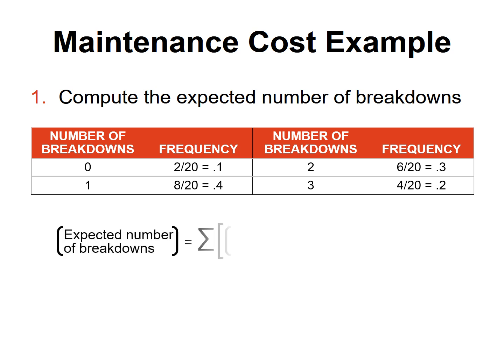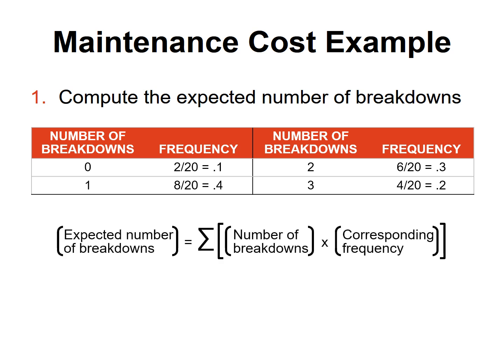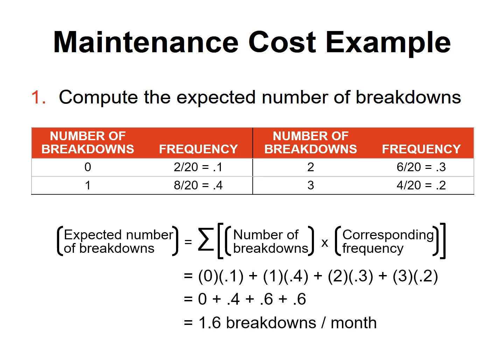So we're going to compute the expected number of breakdowns. We're going to take the number of breakdowns, figure out the frequency, and come up with a number. Expected number of breakdowns, and corresponding frequency. Doing all the math, as you see the numbers above, it shows that we experience 1.6 breakdowns every month. Let you study these numbers for a moment. Pause if you need to.